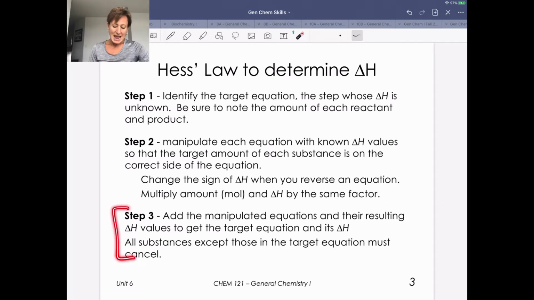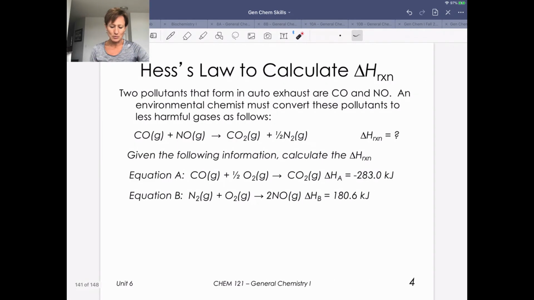Third step then is that you add all of these manipulated equations together. We're going to add their delta H values. So this is going to be an important thing to think about. We sum equations and we sum delta H values. Okay, anything that is present on opposite sides of an equation can cancel. So again, we'll see that in our example that we have here. So we're just going to do one quick example here.